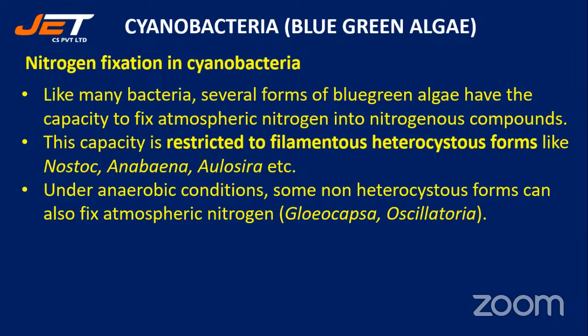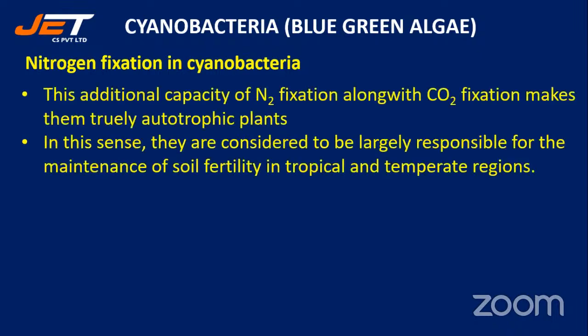Then under anaerobic conditions, non-heterocystous forms develop. They can also fix atmospheric nitrogen. So Nostoc and Anabaena need heterocysts for nitrogen fixation, while Gloeocapsa and Oscillatoria do not need any kind of heterocystous structures to fix atmospheric nitrogen.